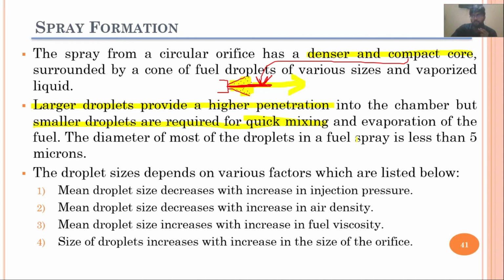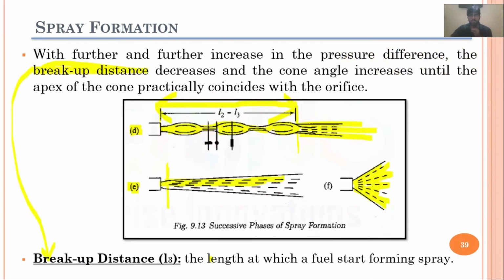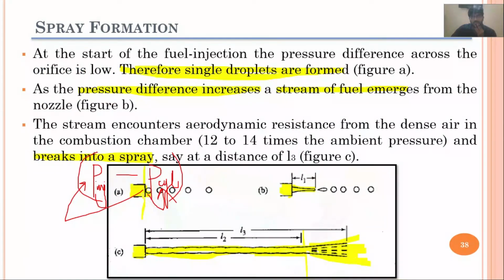The diameter of most of the droplets in a fuel spray is less than 5 microns. So the droplet size depends upon various factors. Number one, the mean droplet size decreases with the increase in injection pressure. As I mentioned earlier, I have explained this spray formation concept, that the droplet size coming out of this orifice would start decreasing when the injection pressure has started increasing.